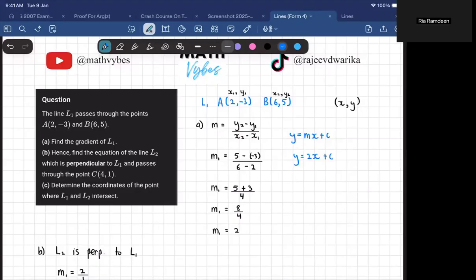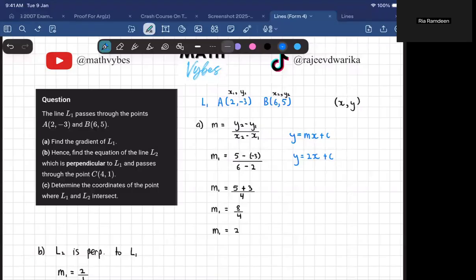If we have two points, we plug it in. Ria, do you think it matters which point I choose, or we could choose any point since both of them pass through line 1? No, it doesn't matter. You'll get the same c value, believe it or not. Maths is very cool. So, which one do you want to pick, A or B?